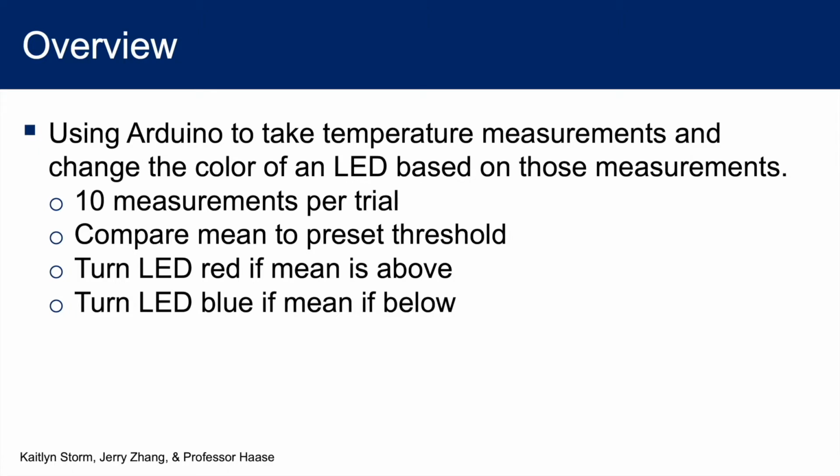In this assignment, we will be using Arduino to take temperature measurements and change the color of an LED based on those measurements. Specifically, we will take 10 temperature measurements, calculate the average of the measurements, and compare the average to a preset threshold. If the mean is above, we will turn the LED red, and if the mean is below, we will turn the LED blue.